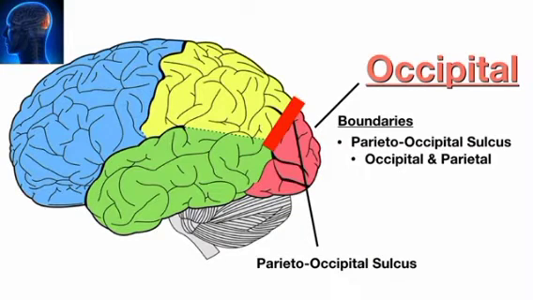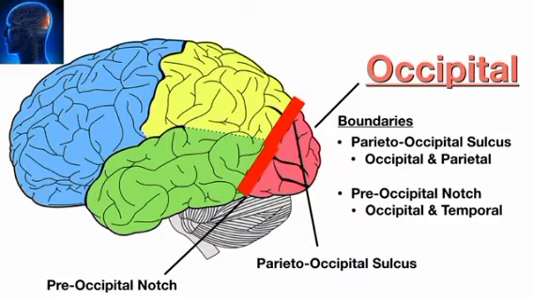The second boundary is not an actual sulcus, it's more of an imaginary line. There's a small notch where the temporal lobe and occipital lobe meet. It's known as the Preoccipital Notch. And if you can imagine drawing a line from the Preoccipital Notch up to the parieto-occipital sulcus, that's going to be the boundary between the occipital and temporal lobes.